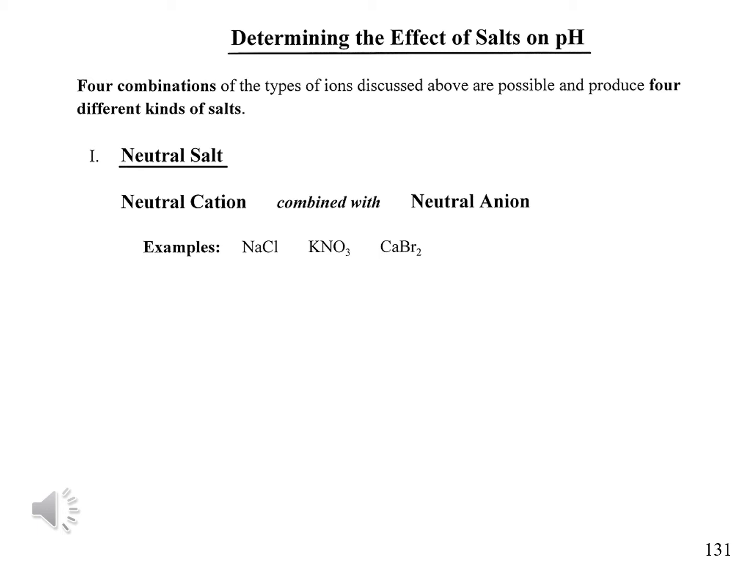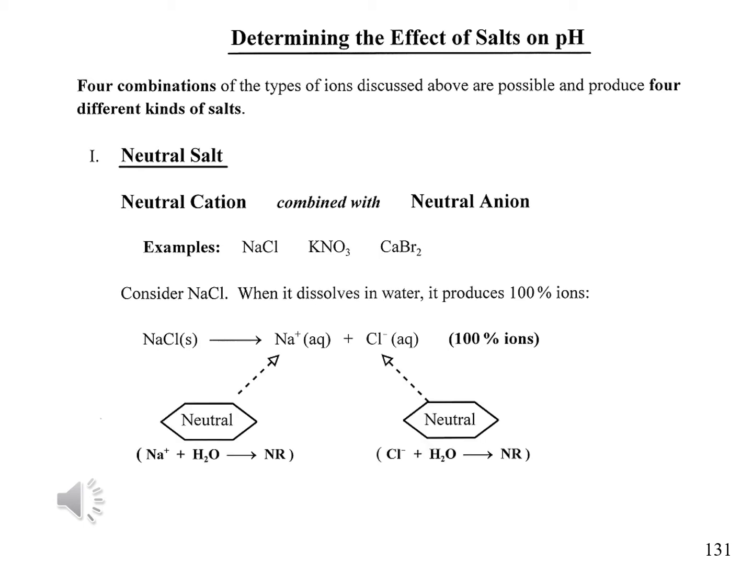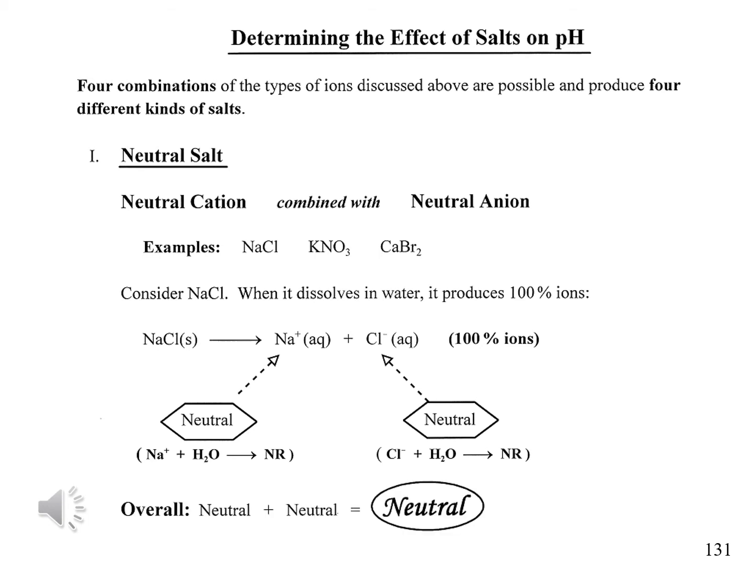And here's some examples. Question is, why is sodium chloride neutral? Because when it dissolves in water, it splits apart 100% into ions. Sodium cannot react with water, and neither can chloride, and therefore there's nothing to change the pH. So you put neutral and neutral together, you get a neutral salt.